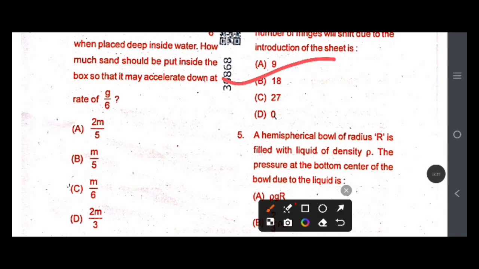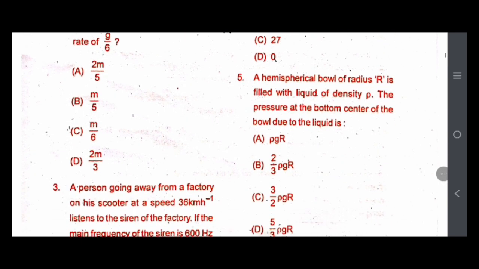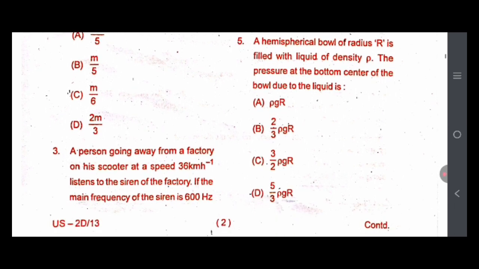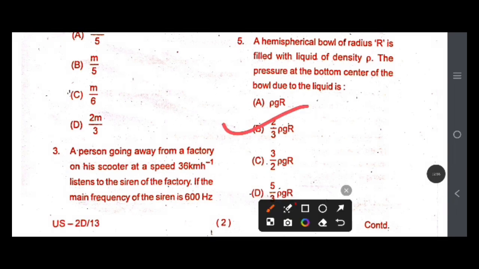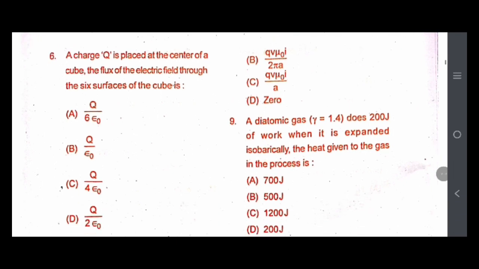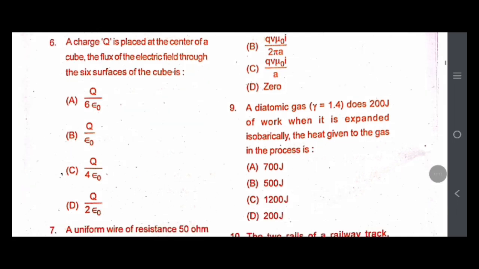Question number 5, a hemispherical bowl of radius r is filled with liquid of density ρ. The pressure at the bottom center of the bowl due to the liquid is, option A, 2/3 ρgr. A charge Q is placed at the center of a cube. The flux of electric field through the six surfaces of the cube is, correct answer is option B.